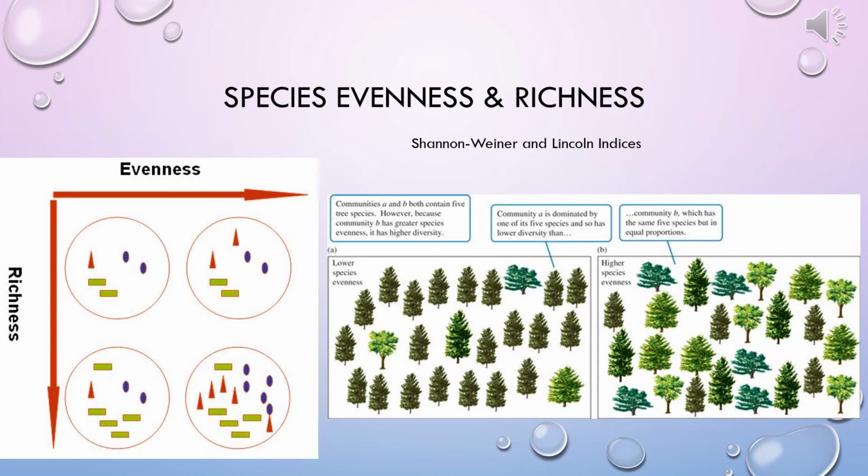Biodiversity, species evenness, and richness are typically measured by one of two things, either the Shannon-Wiener index or the Lincoln index. For the AP exam, you will not have to calculate these. It's important to just know that the Shannon-Wiener and the Lincoln Index are associated with measuring biodiversity in populations and ecosystems.